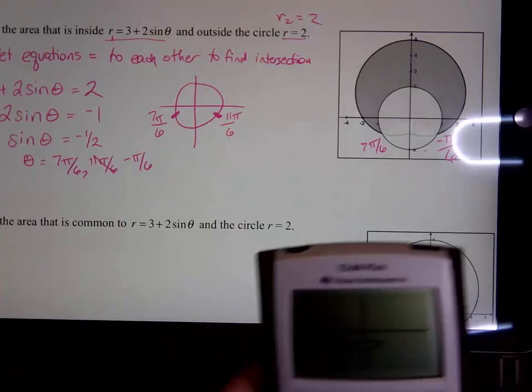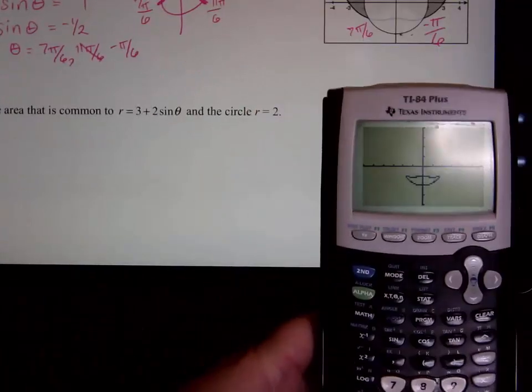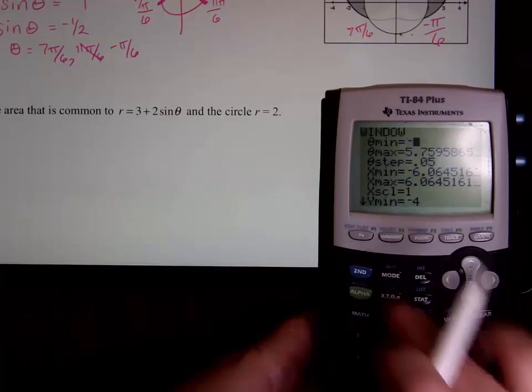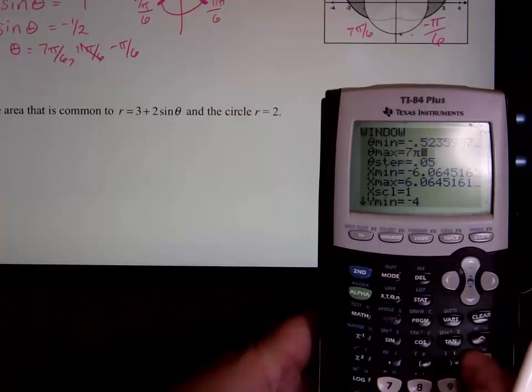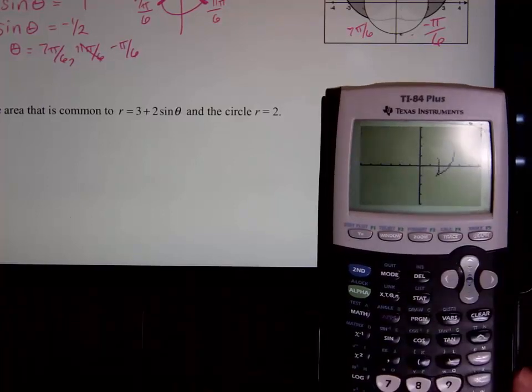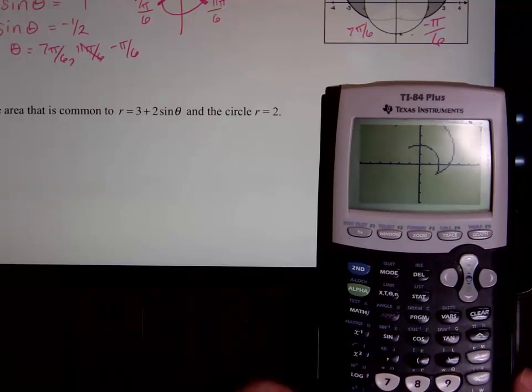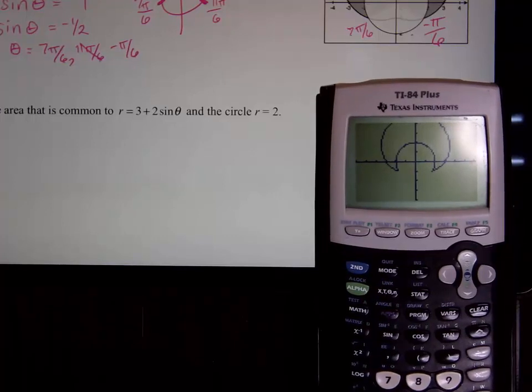So let's see. Let's scoot that up a little. So what if I change it to negative pi over 6 to 7 pi over 6 and push graph? Looky there. Negative pi over 6 for theta min, 7 pi over 6 for theta max.